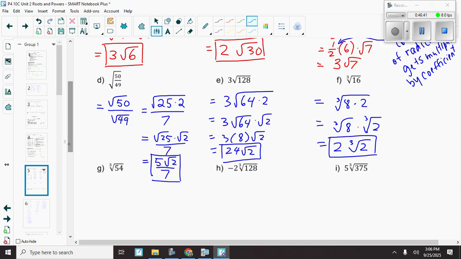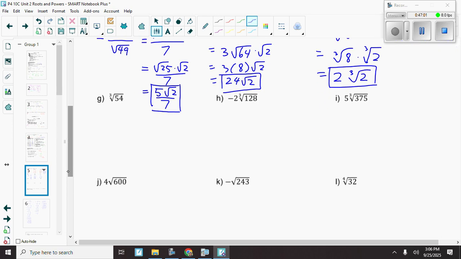Now I'm looking for a cubed root in 54. So I would go, okay, 54. We could try 8, which I know is not going to work, so I'm going to try 27. 27 times 2 gives me 54. I'm just sharing my thinking process. 27 times 2. The cubed root of 27 is 3, and then we're left with the cubed root of 2.